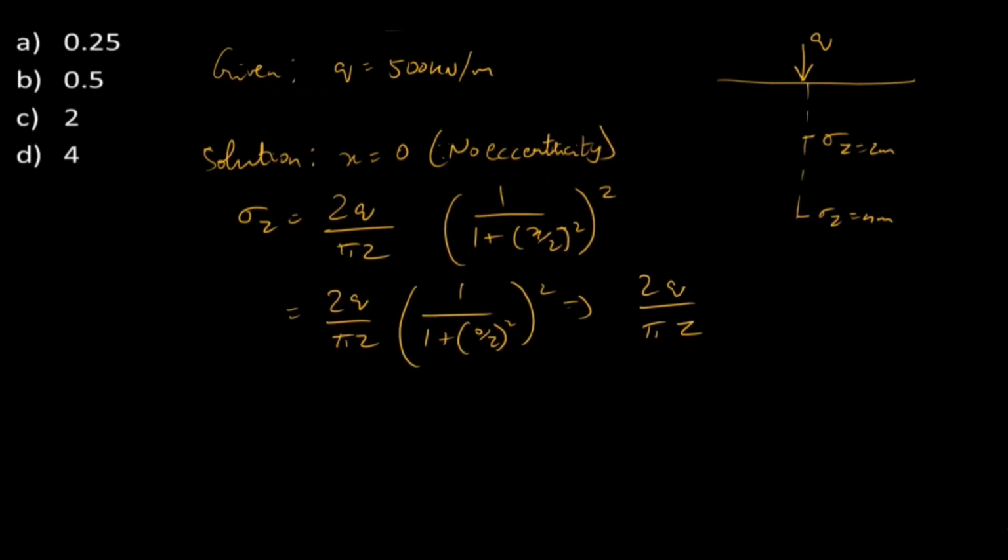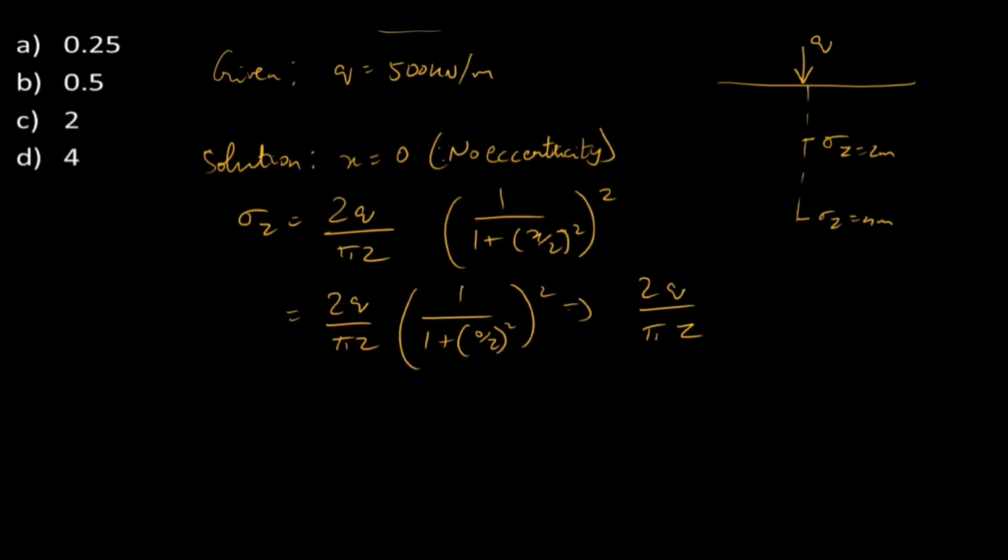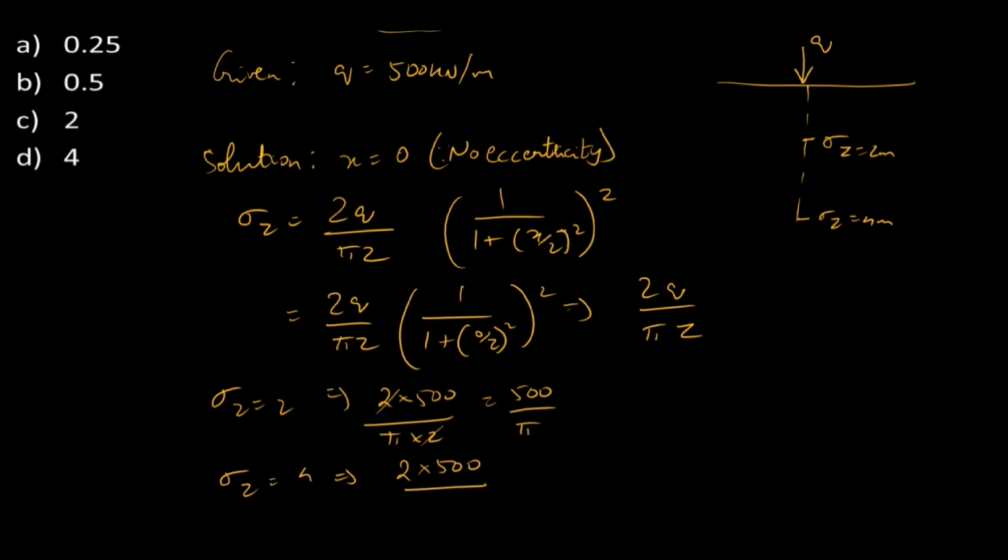So at depth 2 meters, z is equal to 2, which gives you 2 into 500 divided by pi into 2, that is 500 by pi. At z is equal to 4 meters, which gives you 2 into 500 divided by pi into 4, that is 500 by 2 pi.